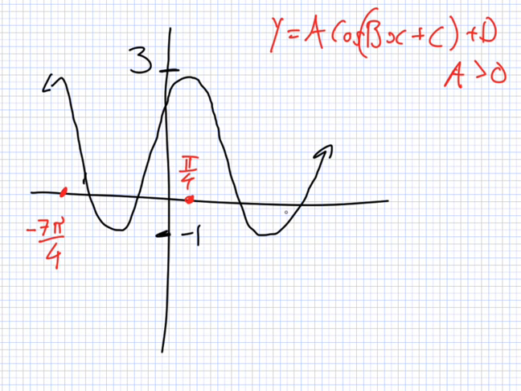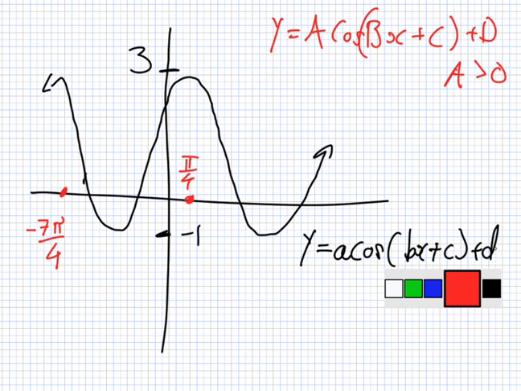Okay, so first thing I do is I forget about the big ABCD and I find the small ABCD. In other words, I go ahead like this. Y equals a cos bx plus c plus d. Okay, this is a cosine graph.